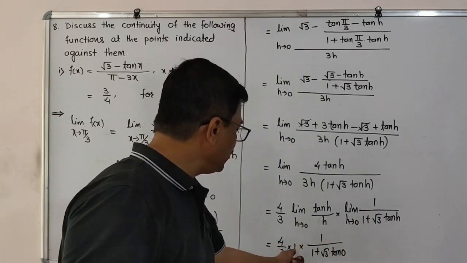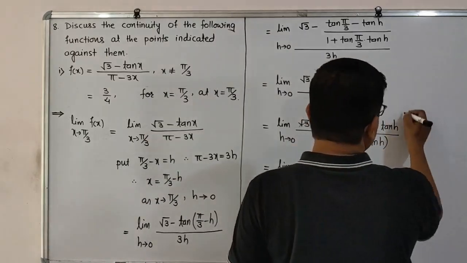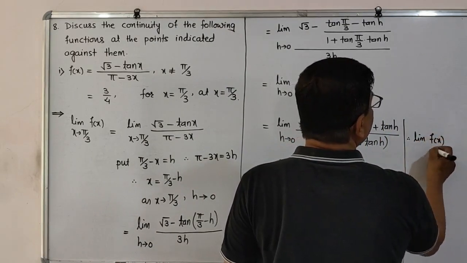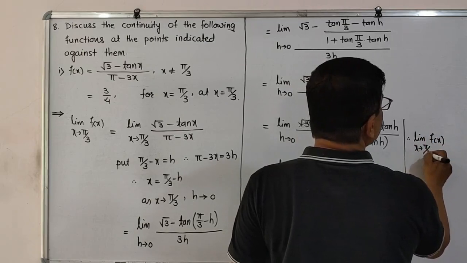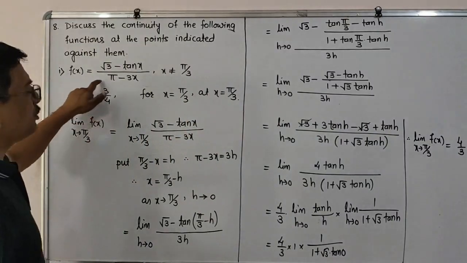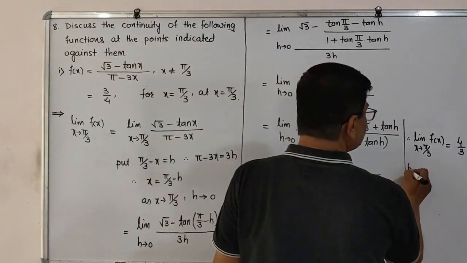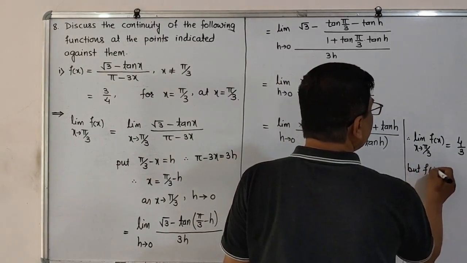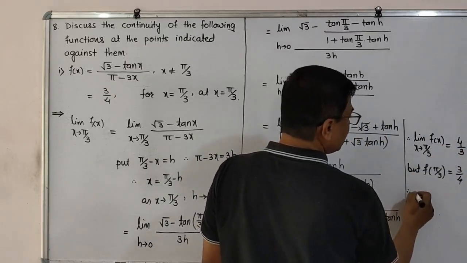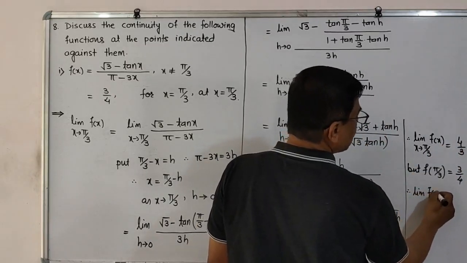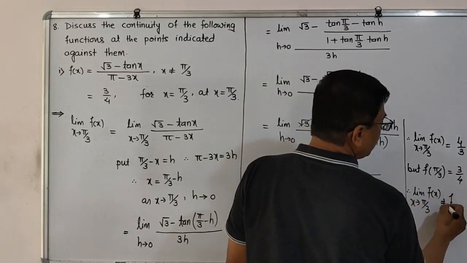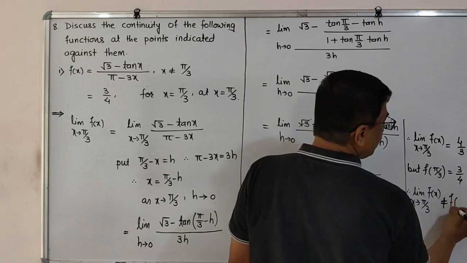Therefore it is 1. 1 into 1 means we can say that the limit of f of x as x tends to pi by 3 is nothing but 4 by 3. Now look at the value given. It is given 3 by 4. But f of pi by 3 is given 3 by 4, which means they are not equal. Hence we can say that the limit of f of x as x tends to pi by 3 is not equal to f of pi by 3.